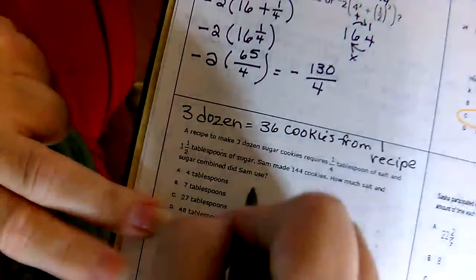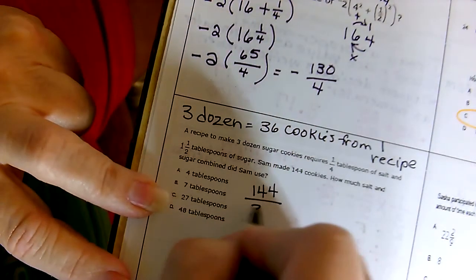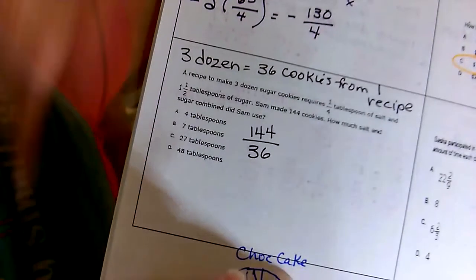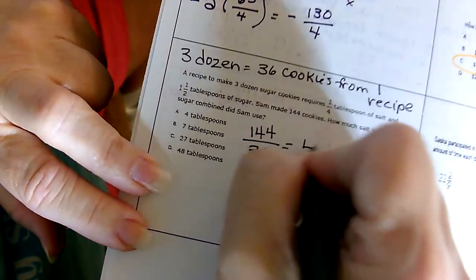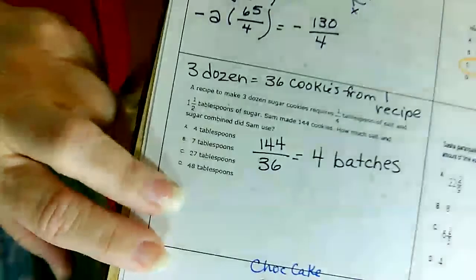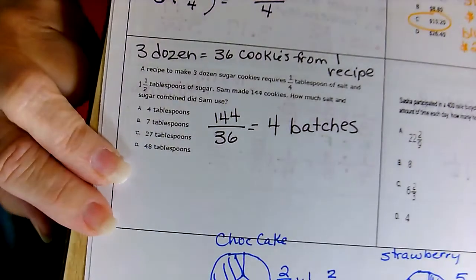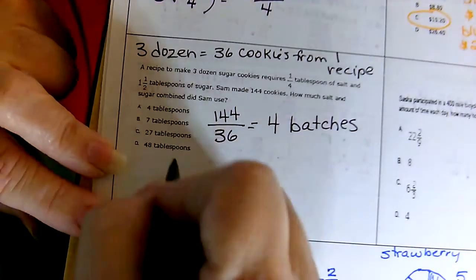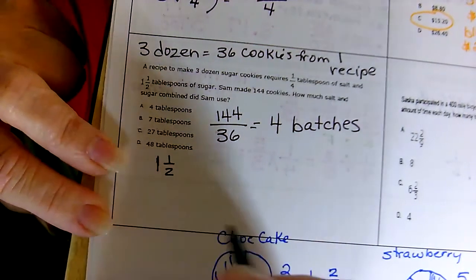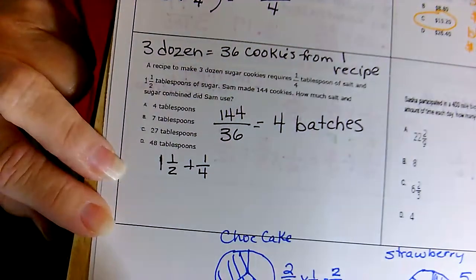All right, so he had 144 cookies that he made, divided by the 36 cookies that we know is in one recipe. So that means he made 4 batches of cookies. Does everybody see that? Because 144 divided by 36 is 4 batches. All right. We know that it takes 1 1/2 tablespoons of sugar plus 1/4 tablespoon of salt for a batch, right?